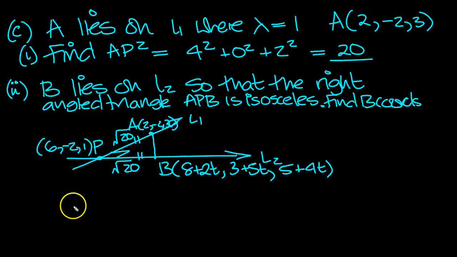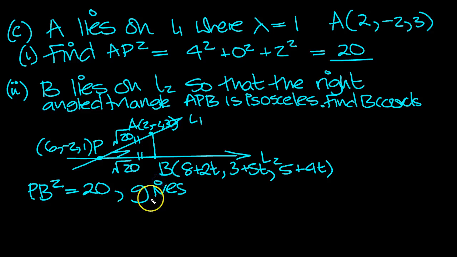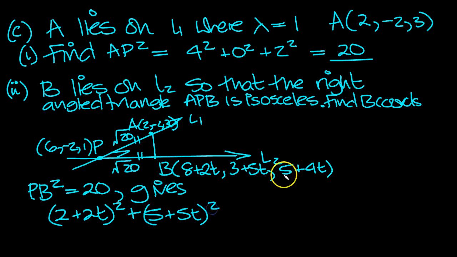Okay, so that distance PB then is root 20. So PB squared equals 20 gives: the difference, 8 to 6, is 2 plus 2t, so it'll be that squared, plus the 3, this to this will be 5 plus 5t, that distance squared, and 5 to 1 will be a difference of 4, so it's 4 plus 4t. That squared, as we said, is equal to 20.